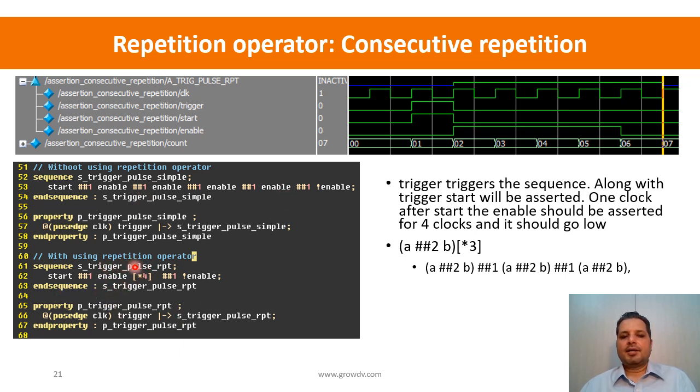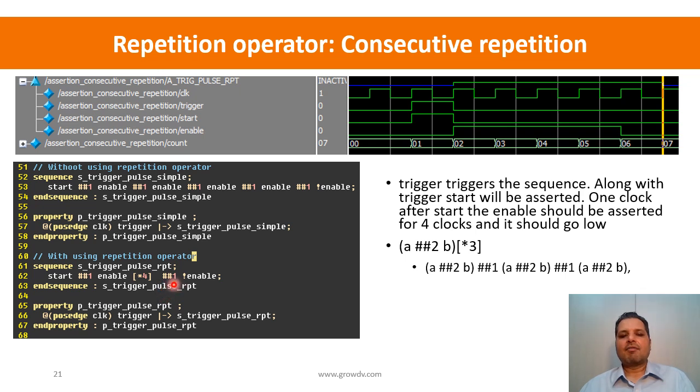It is going to check that the enable remains asserted, not check, I should say, it represents, that is very important, because I don't know whether the property is going to be used for coverage or whether it is going to be used for check. So I cannot say that. All I can say is that it represents the enable being asserted for 4 consecutive clock cycles. That is what the enable square bracket star 4 means.